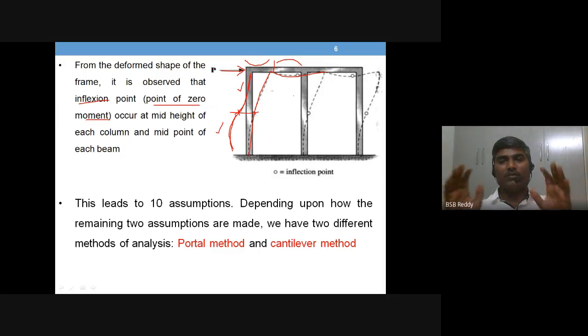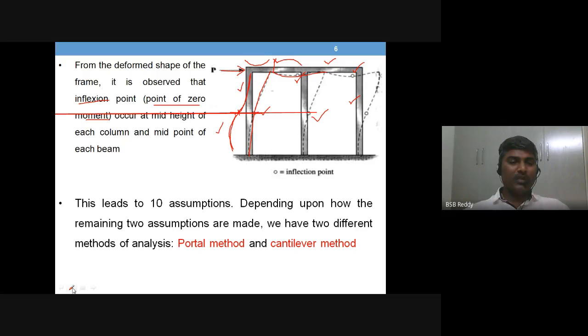So if you have a frame and you push the frame from one side laterally, this is how you observe the bending nature. In the same way, each and every column will have the same behavior and each and every beam will have the same behavior. Same here, you will have an inflection point, shown with a small circle, at the middle of the column.